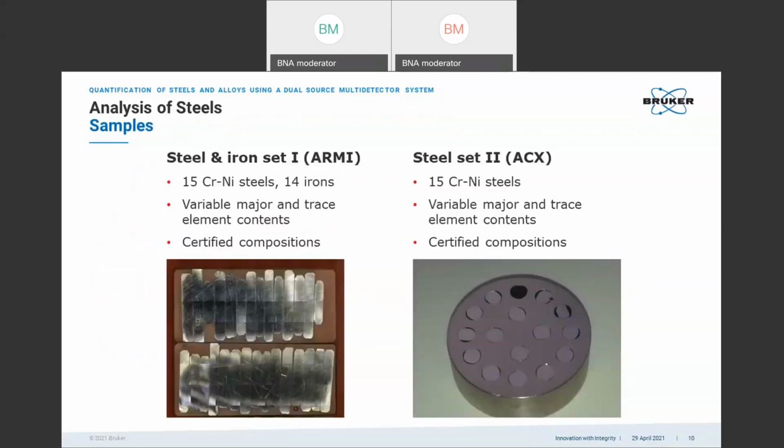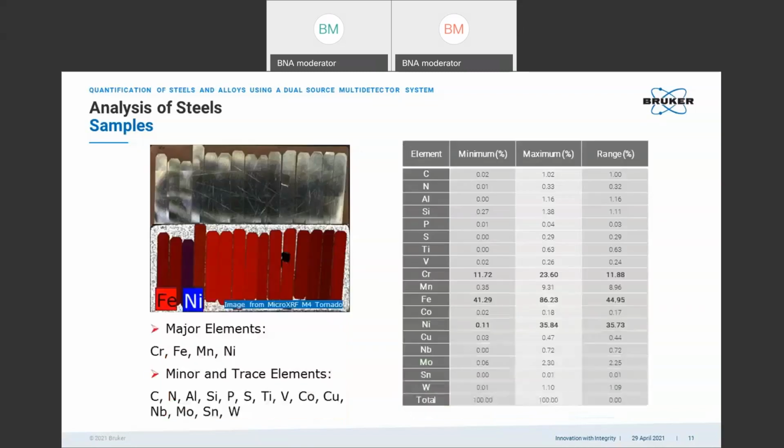We analyzed steel sets, 2 steel sets. One is the Army steel set from the Analytical Reference Materials International, and the other one is ACX, the ASA Inox set of samples. So both contain 15 chrome nickel steels with certified compositions, a variable content, and both have a large spread of major and trace elements. And we use these two sets of samples here, well defined.